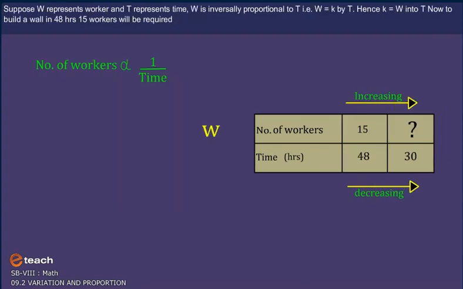Suppose W represents workers and T represents time. W is inversely proportional to T. That is, W is equal to k by T. Hence, k is equal to W into T. Now, to build a wall in 48 hours, 15 workers will be required. Therefore, k is equal to 15 into 48. Hence, k is equal to 720.